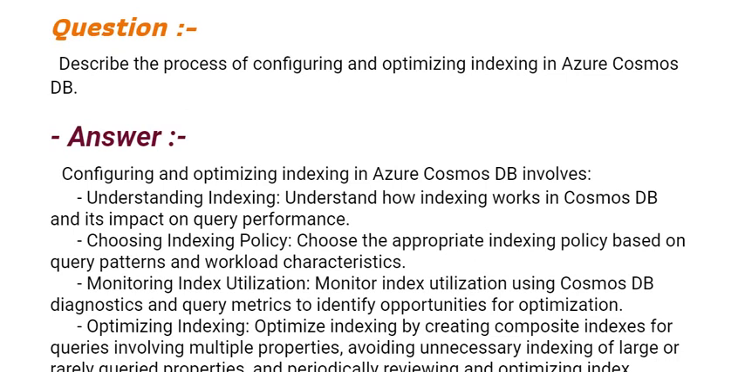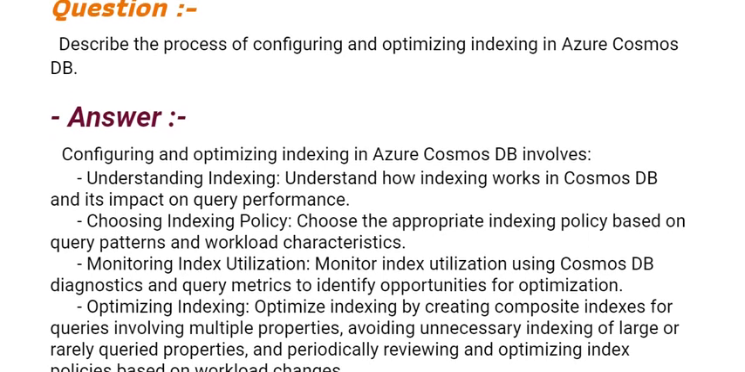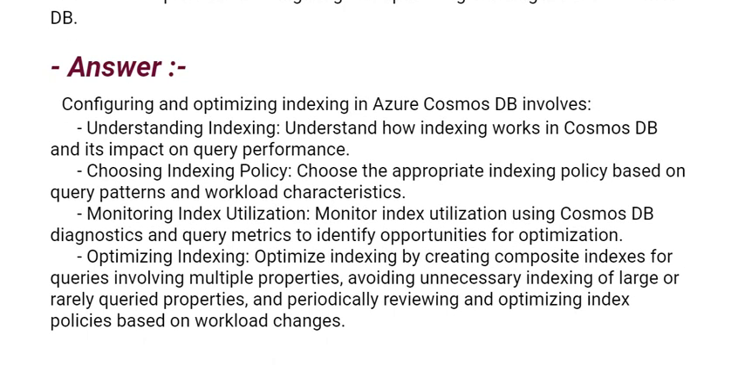Understand how indexing works in Cosmos DB and its impact on query performance. Choosing indexing policy. Choose the appropriate indexing policy based on query patterns and workload characteristics. Third one is monitoring index utilization. Monitor index utilization using Cosmos DB diagnostics and query metrics to identify opportunities for optimization. And the fourth one is optimizing indexing.